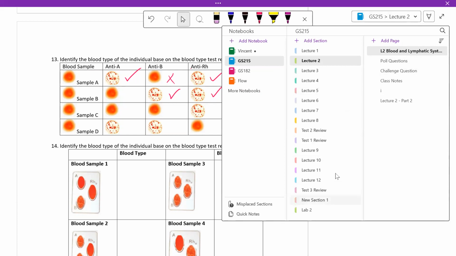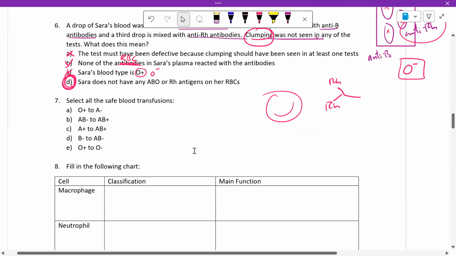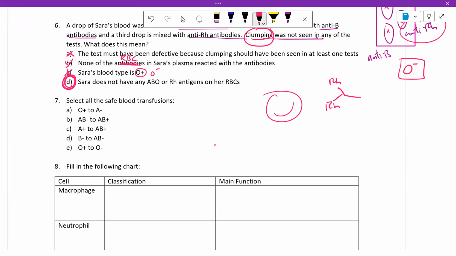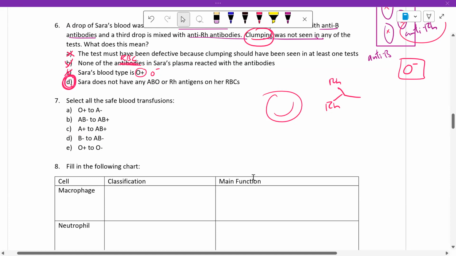Okay, let's go back to the test one review here. Let's do one more, and then I think we should take a break. I was overly ambitious to try to get it done in an hour and a half. We're not going to be able to do that. So select all that are safe for blood transfusion. Should we consider sensitizing or not? We always try to avoid sensitization. So positive to negative is never okay, even though theoretically it's okay once, as we talked about in class. But we assume we don't want to sensitize.